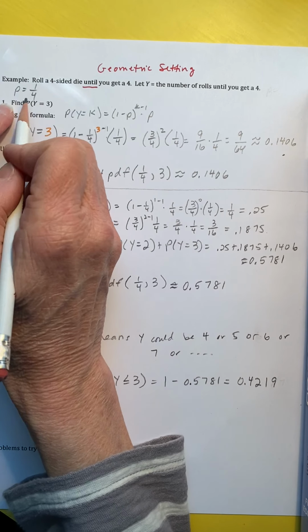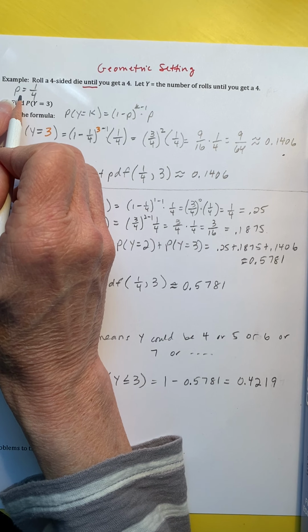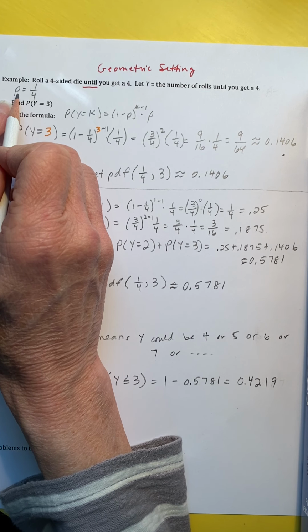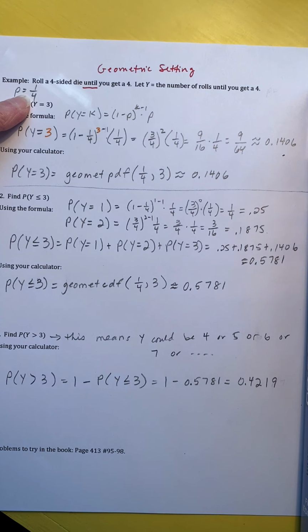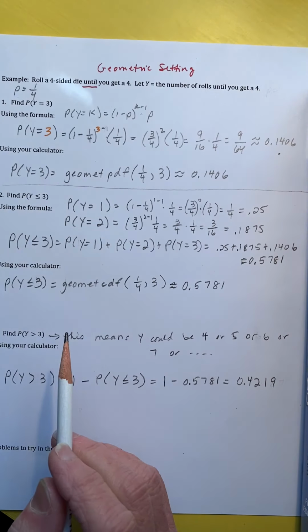So before we go any further, you just want to realize that P is the same as what it is in the binomial. It's the probability of success on any given trial, and the probability of getting a 4 on any given trial is 1/4. So that's our P that we're going to use in these examples. We don't know N, but the formula that we just looked at doesn't require that you know N.